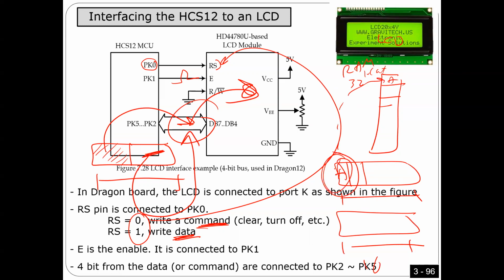So let me say it again. Very simple. We have 32 characters, 16 and 16. Every character has a location in the RAM. We have a RAM. Is that okay? So whatever you can see here is already written in this location in the RAM.